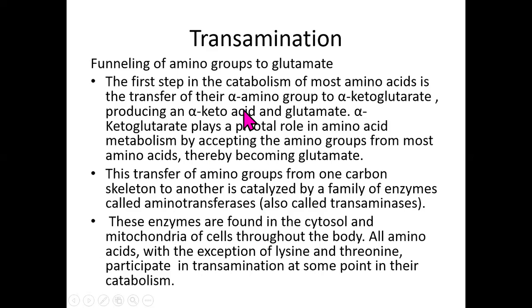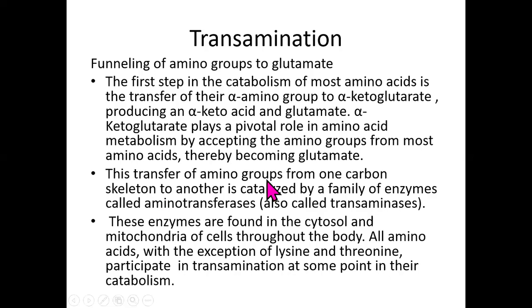Funneling of amino acids to glutamate: the first step in the catabolism of amino acids is the transfer of the alpha amino group to alpha ketoglutarate, producing an alpha keto acid and glutamate. Alpha ketoglutarate plays a pivotal role in amino acid metabolism by accepting the amino groups from most amino acids, thereby becoming glutamate. So alpha ketoglutarate forms glutamate when it accepts amino groups from amino acids.